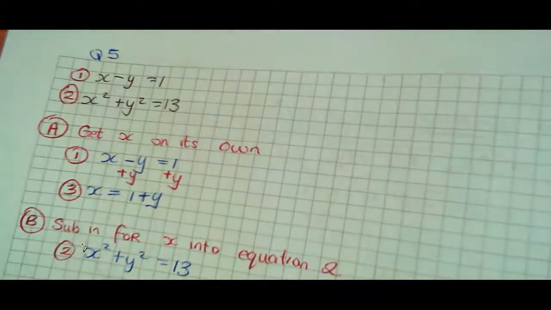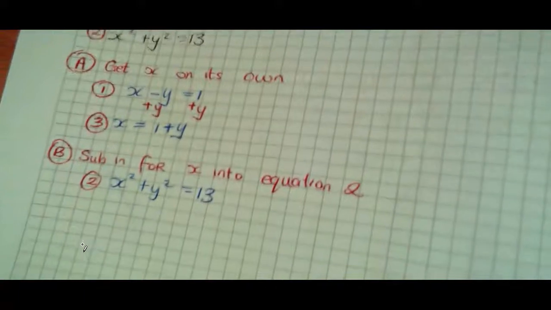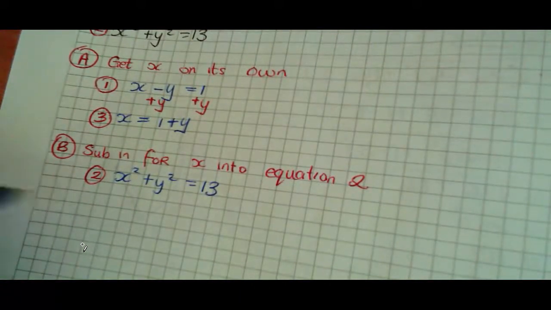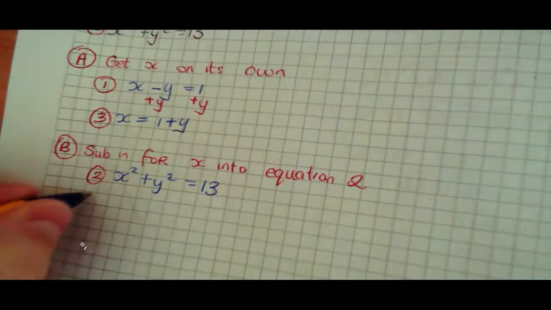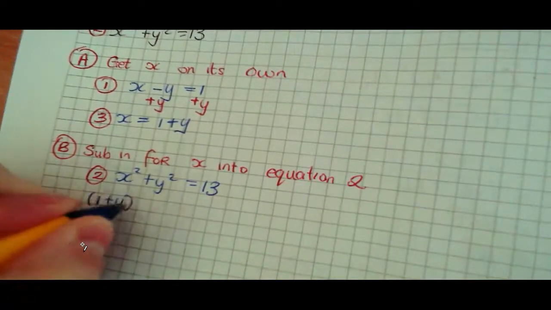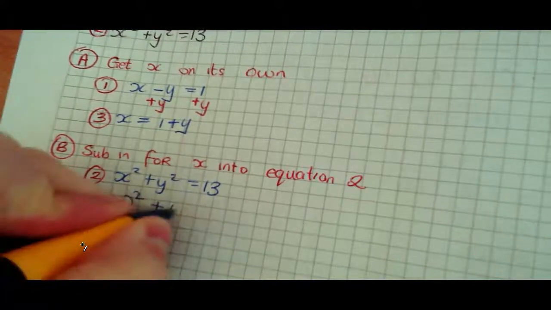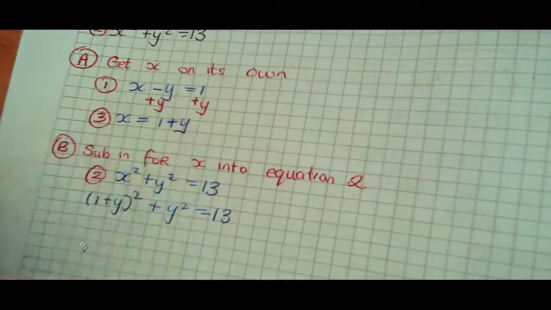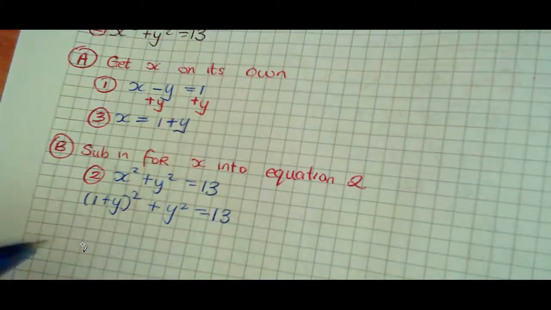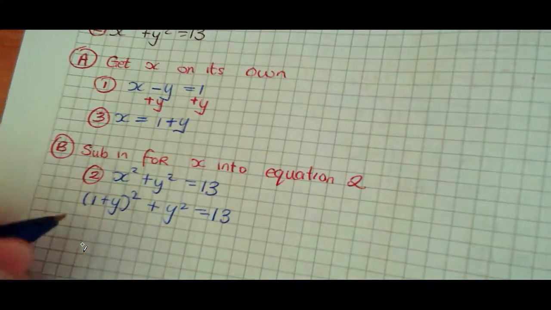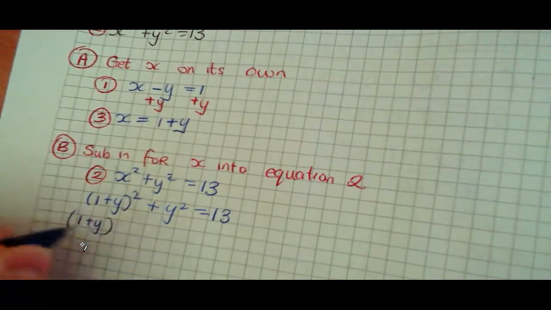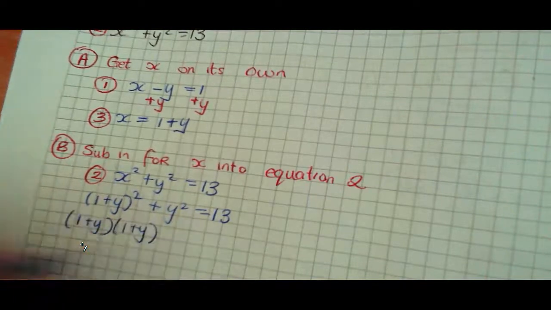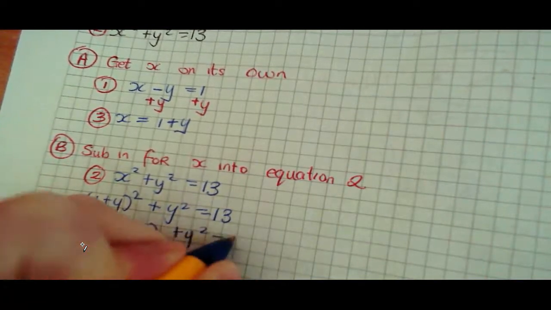Now if you need to pause the video or rewind or anything, just do, okay? We know that x squared plus y squared is equal to 13, but we know that x is equal to 1 plus y, or y plus 1, whichever way you want to do it. So (1 plus y) squared plus y squared is equal to 13. Now we're going to solve for y. We only have y's here. 1 plus y is squared, so I'm going to rewrite that out as 2 separate brackets, plus my y squared is equal to 13.